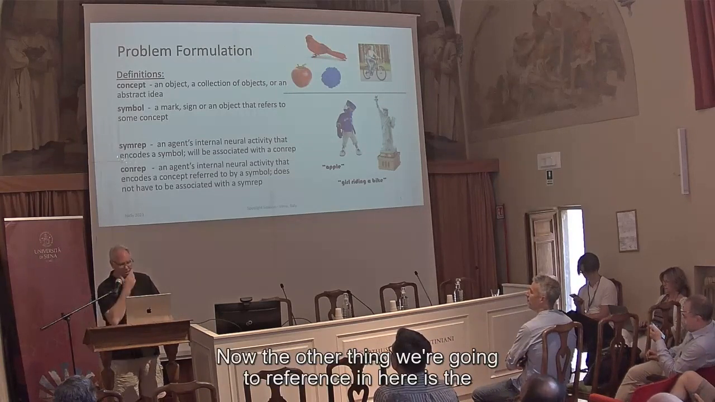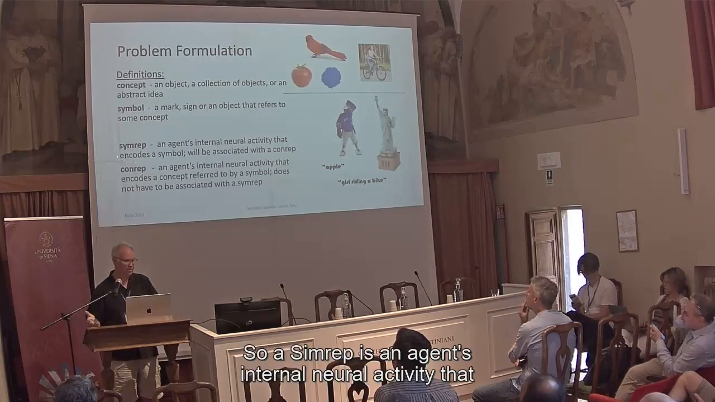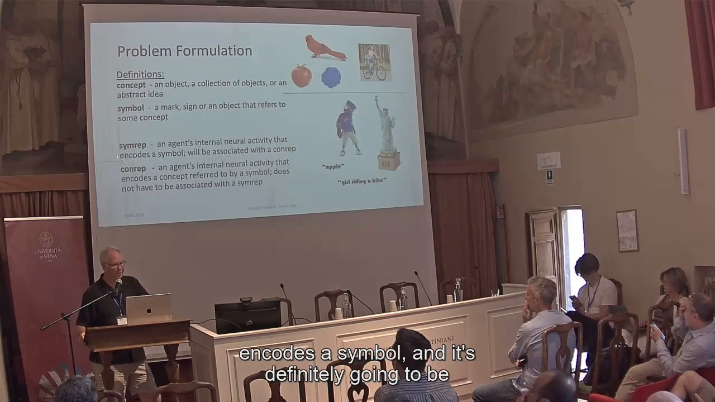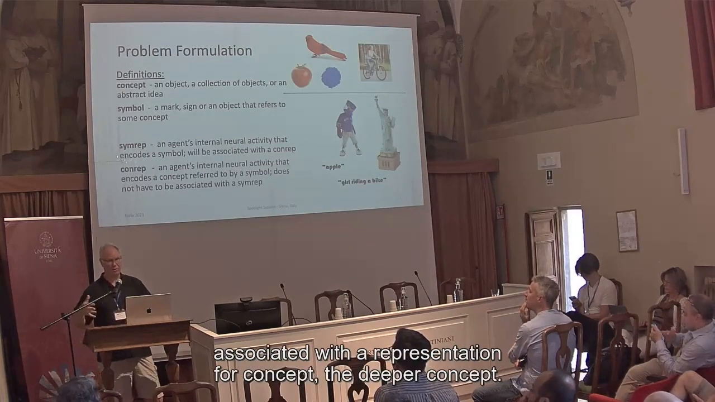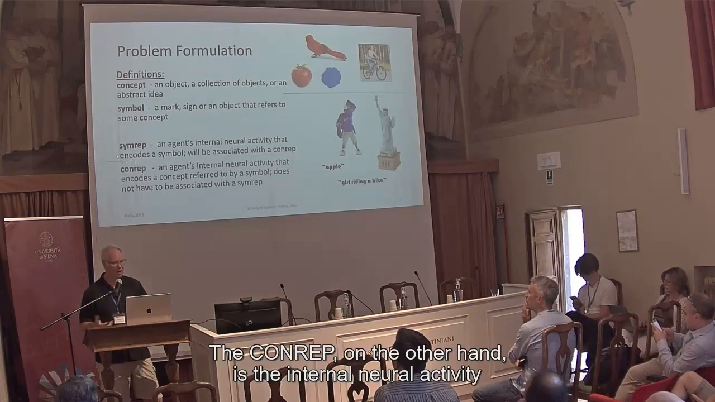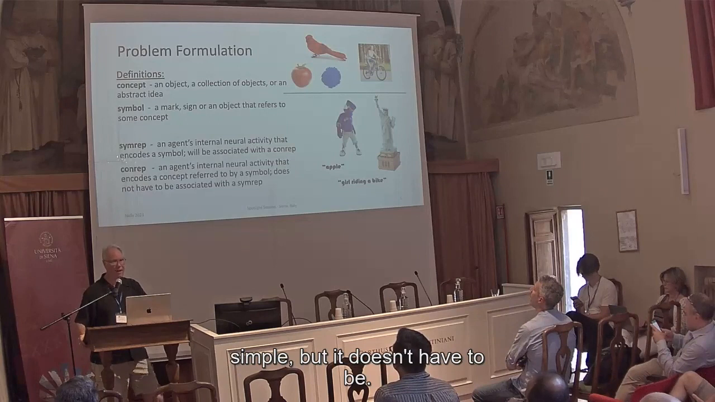Now, the other thing we're going to reference in here is the representation of those two things. So a SimRep is an agent's internal neural activity that encodes a symbol, and it's definitely going to be associated with a representation for a concept, the deeper concept. A ConRep, on the other hand, is the internal neural activity for encoding a concept, potentially referred to by a symbol, but it doesn't have to be.